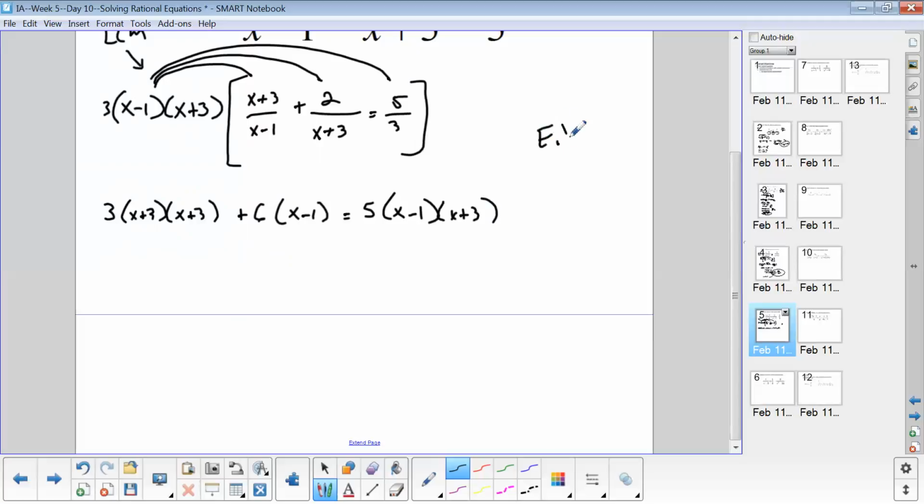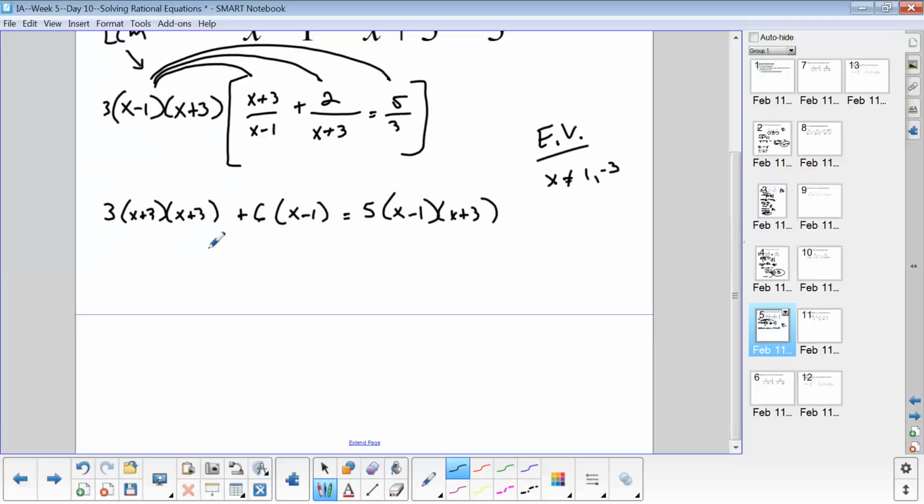I also know that my excluded values cannot be 1 and negative 3. I can't say it's 3. This 3 doesn't have an effect on it because there's not a variable with it. So the excluded values are coming from here. x cannot be 1, x cannot be negative 3. So now I go back to my work.